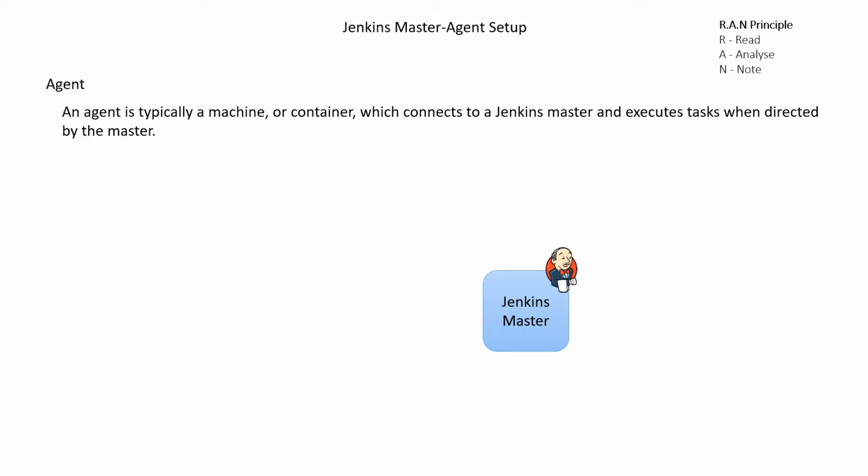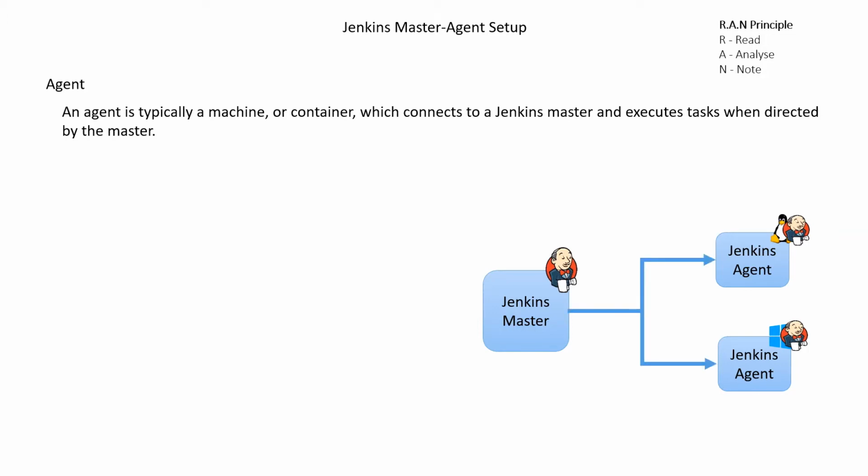Okay, so how does it look practically? I have a Jenkins master, and the agent can be anything. It can be Linux, it can be Windows, anything. If you want to establish a connection between the master and the agent, you have multiple ways to connect. One is JNLP, the other one is SSH.